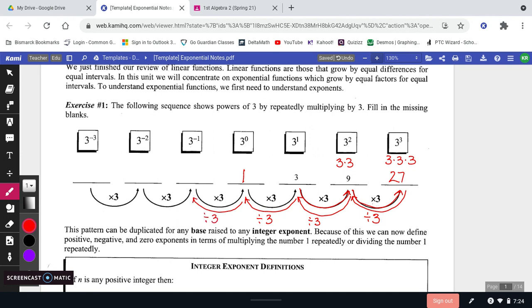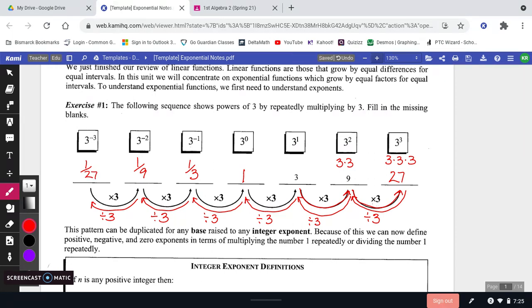Okay, now as you move into negative exponents, it's still going to hold that same pattern. So if I do 1 divided by 3, it's going to be 1/3. 1/3 divided by 3 is going to be 1/9. And 1/9 divided by 3 again would be 1/27.